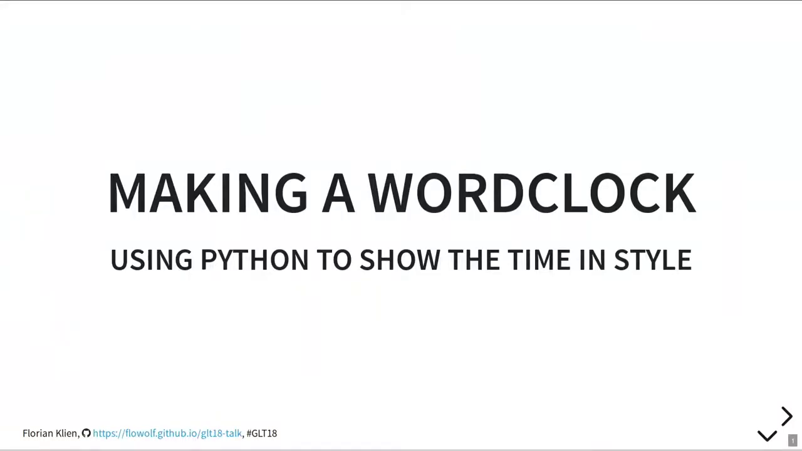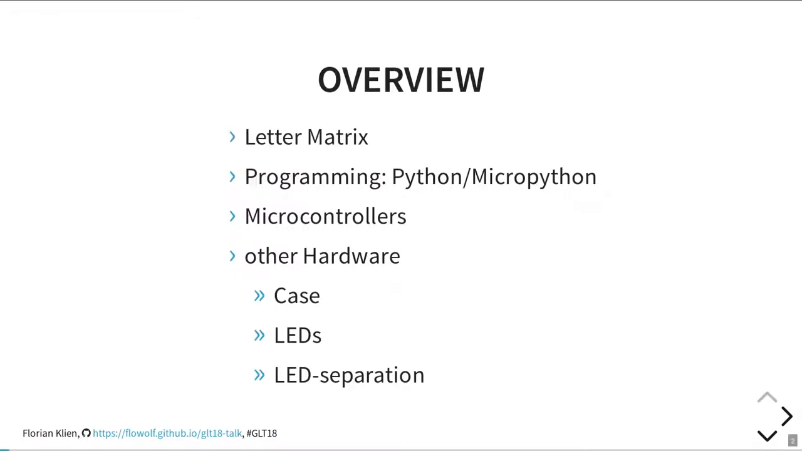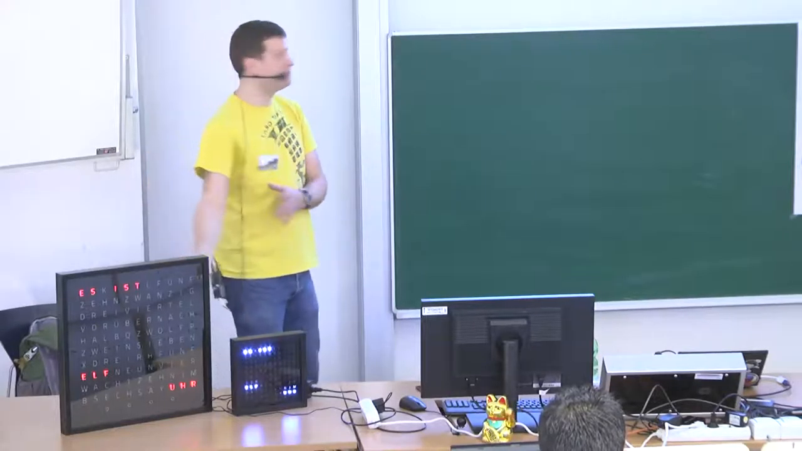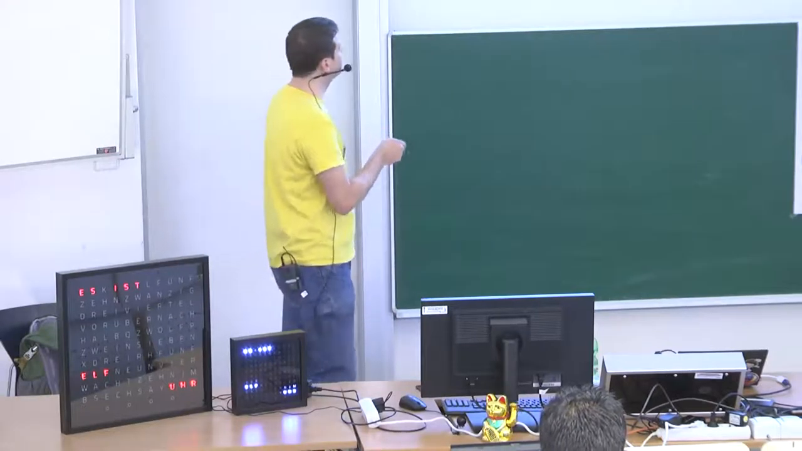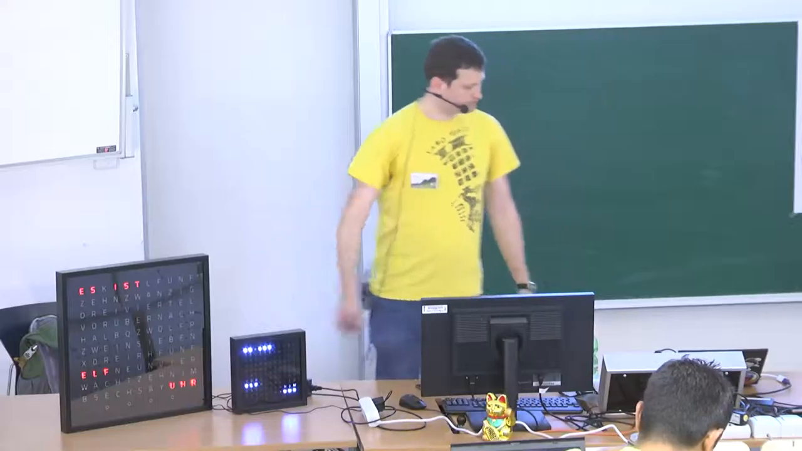A word clock is a great example to get nice feedback from your programming skills and see what you did wrong or did right. So we will have a look through all the different parts of the word clock and what my design thoughts were going into the process, what I used for programming, what microcontrollers you could use to give this thing some life, and what you can use to achieve a form factor that you can see in front here.